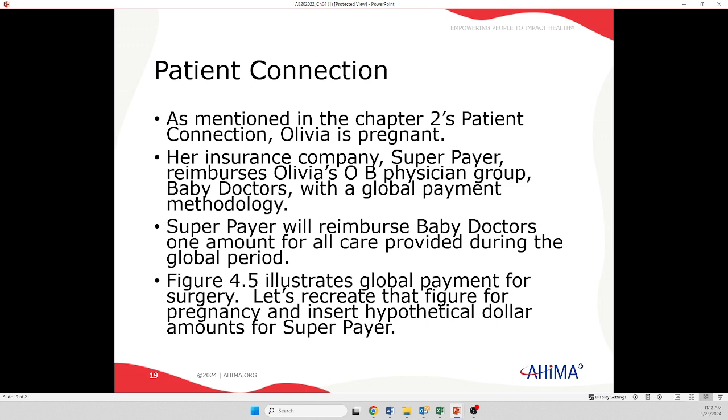Okay, next is our little patient connection. But before we get there, let's look at our chapter just a minute. I want to make sure I didn't miss any of the examples I wanted to do. All right, let's look at page 68, example 1.